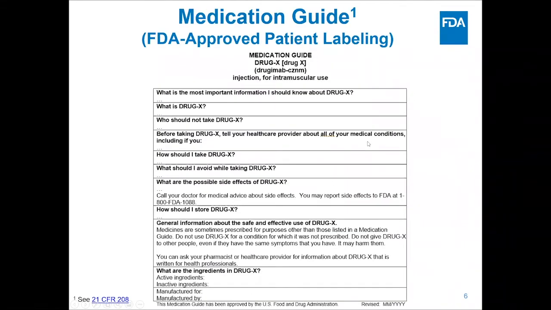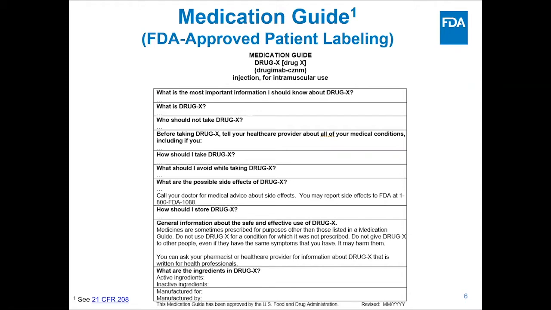So moving on to the second big group of types of prescription drug labeling, FDA-approved patient labeling, there are three main types. One is the medication guide, and on subsequent slides, we'll talk about the PPI, or the patient package insert, and also the third type, the instructions for use. So this is an example of a medication guide.